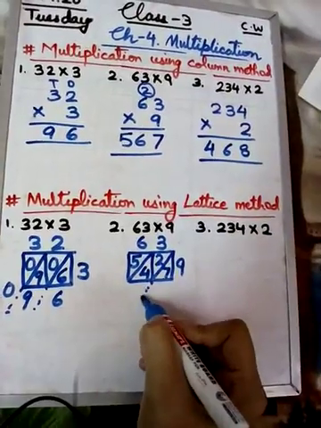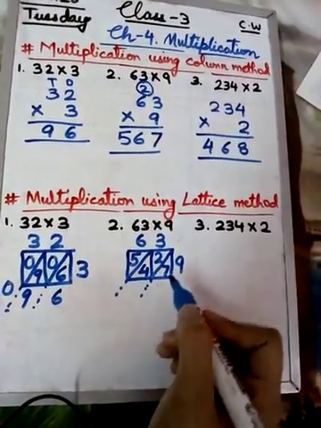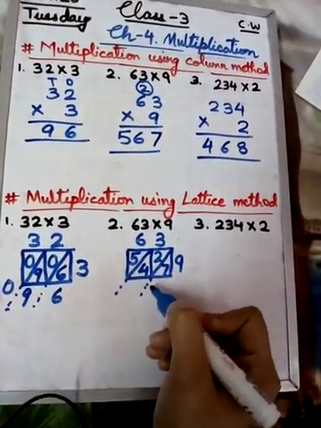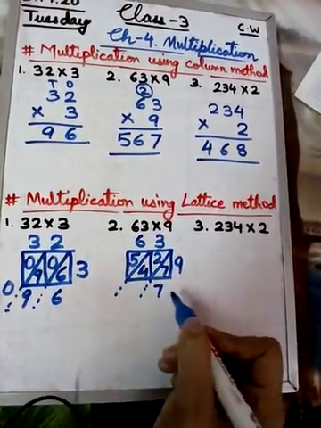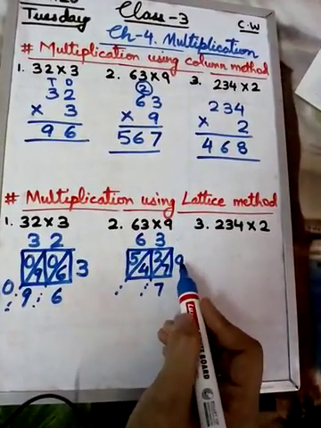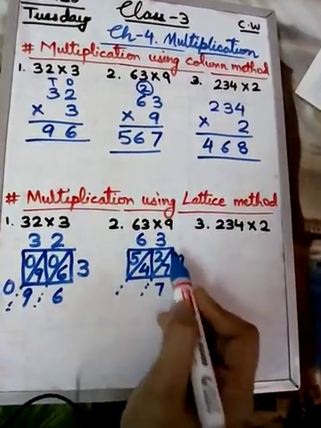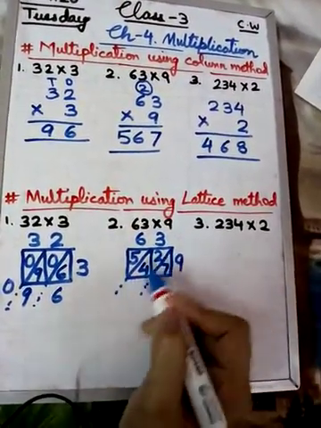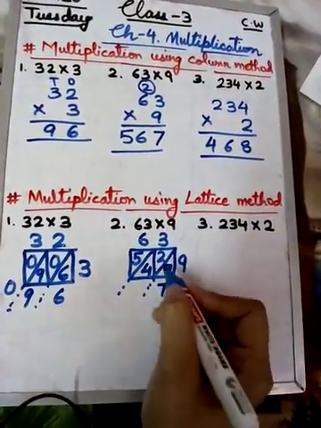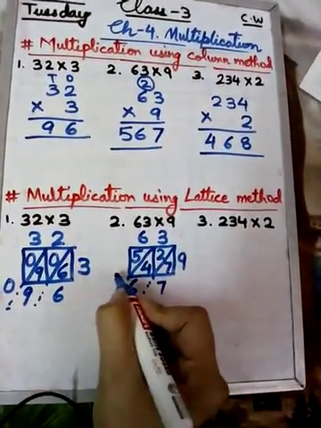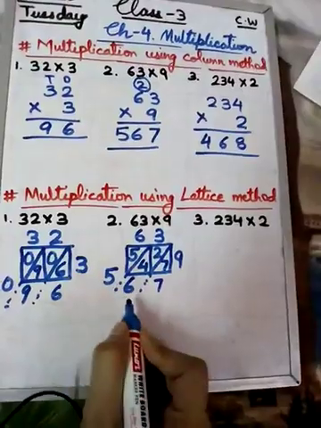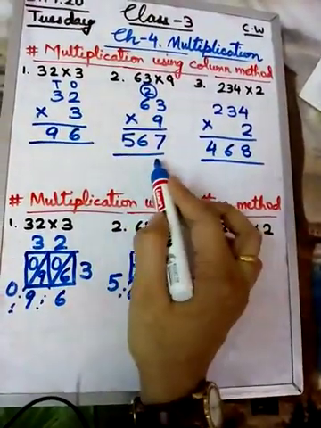Now extend it and add diagonally. What is here? Only 7. Students, do not make a mistake adding these numbers. ये बाहर के नंबर ऐड नहीं होंगे, बॉक्स के अंदर वाले नंबर ऐड करेंगे. ठीक है. 7, 4 plus 2 is 6 and here 5. So the answer is 567. See, it's matching.